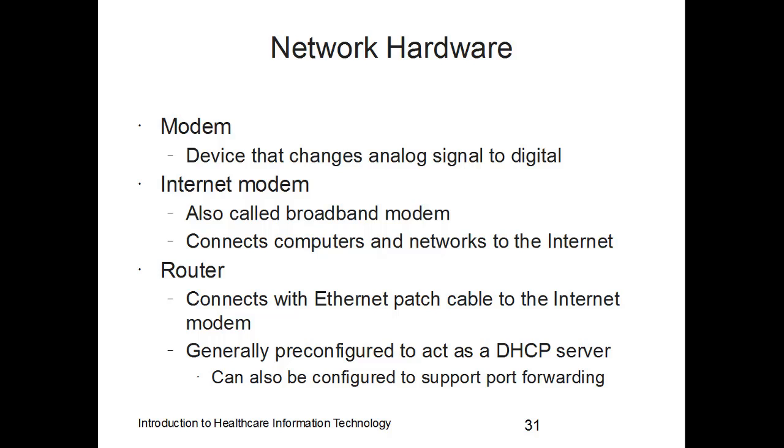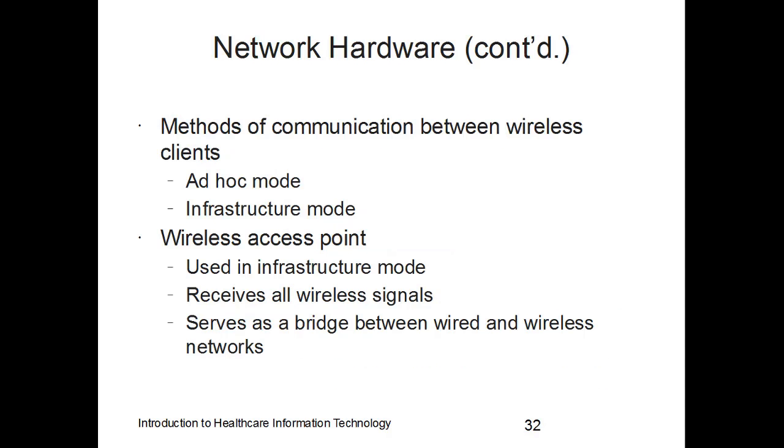A router connects with an Ethernet patch cable to the internet modem. This is generally pre-configured to act as a DHCP server, and it can also be configured to support port forwarding. The methods of communication between wireless clients can either be ad hoc mode or infrastructure mode. Wireless access point. This is used in an infrastructure mode, and this receives all wireless signals, and this serves as a bridge between the wired and wireless networks.